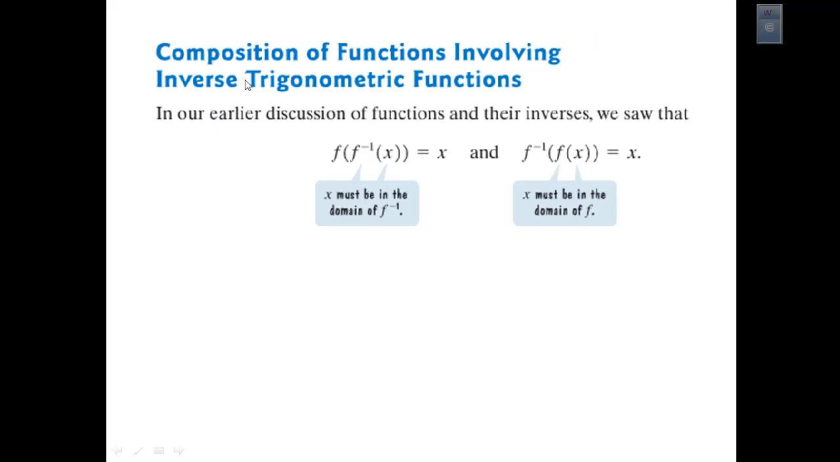All right, now, if we have the composition of functions involving inverse trig functions, anytime we take an inverse trig function, we have to be cognizant of the domain. So that means when we take it, we're going to have to figure out if it's going to be the same thing. Like right here, I'm going to find an angle. If I then take that trig function of that angle, I'm going to get the same value I started off with.